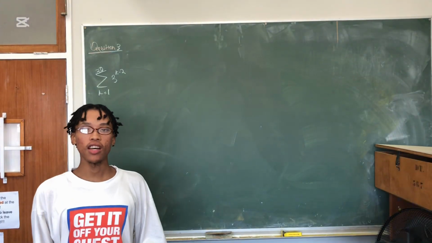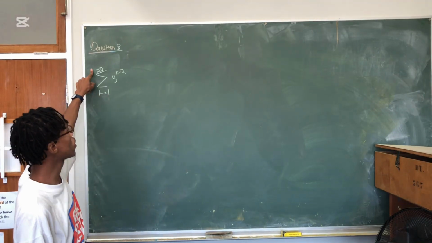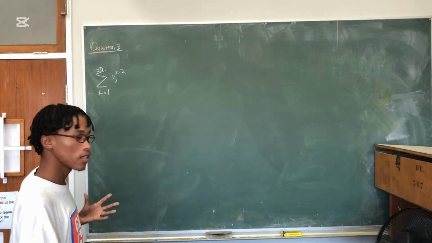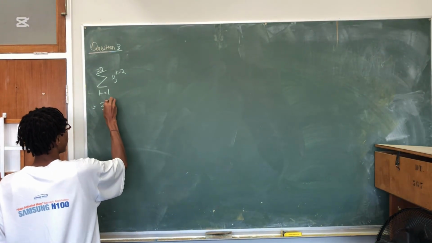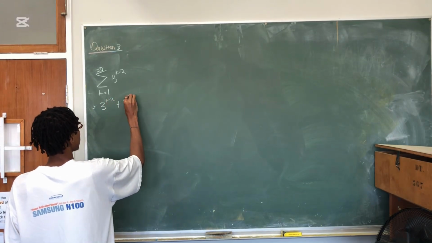The second question is asking us to evaluate this sum that begins at the first term to the 20th term. The first thing that we're going to do is try to expand it. That's going to be 3 + 1 - 2 + 3.